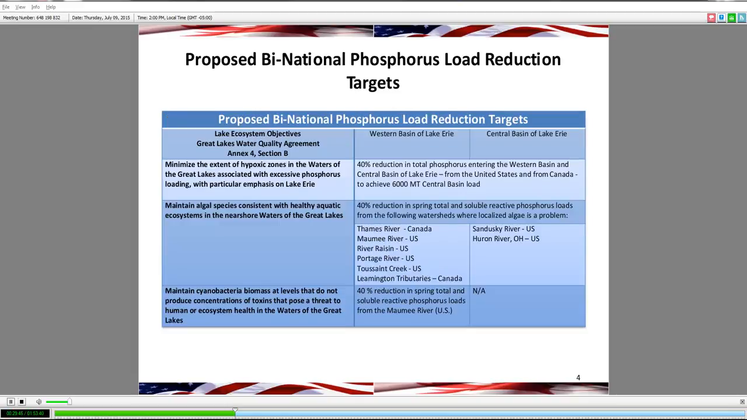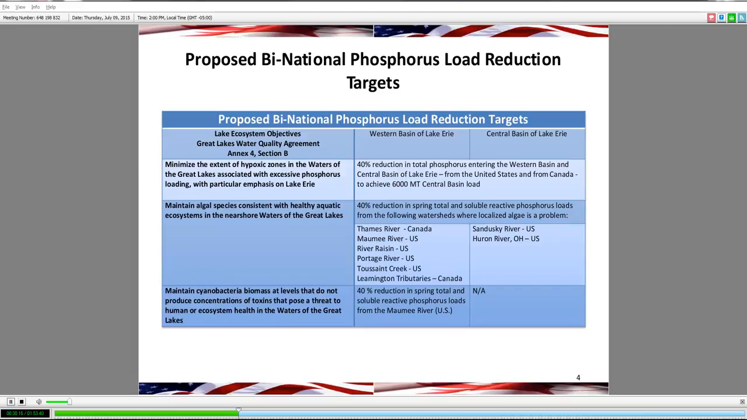So these are the targets that we are proposing. It's important to note that the three basins actually work in concert, not in isolation, and so the targets that we set up really need to work together. I do want to note that we did not make a recommendation for Eastern Basin Cladophora targets at this time. We really don't have the science to support that.